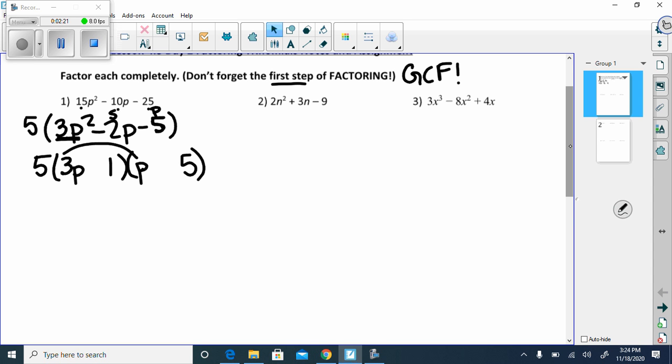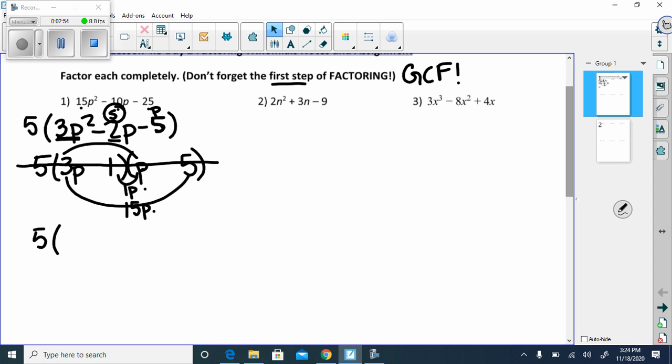But now I have to check, like I said, the inner two pieces, and I would multiply them together. 1 times p would give me 1p. And then I check the outer pieces. 3p times 5 would give me 15p. And I need these two, when added together, to give me my sum of negative 2. There is no way for me to add 1 and 15 and get negative 2. So I must need to write this in a different way. So let me try again.